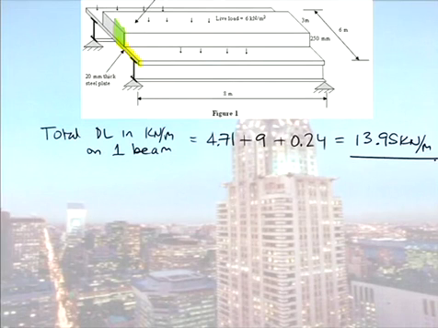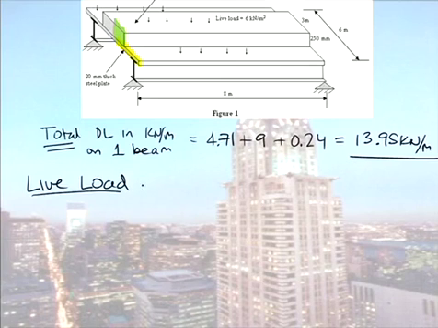So there's my dead load complete, and now we need to look at live load. So when it comes to live load, we also want that in kilonewton per metre on one beam.